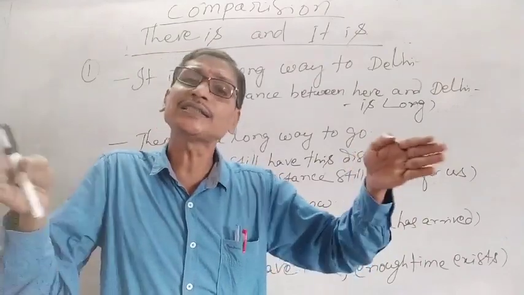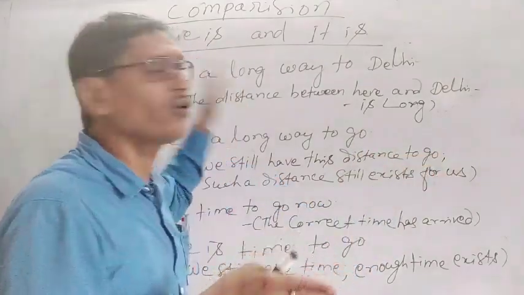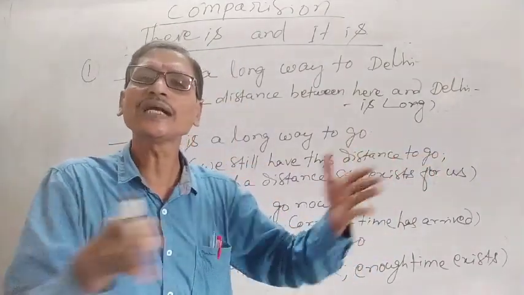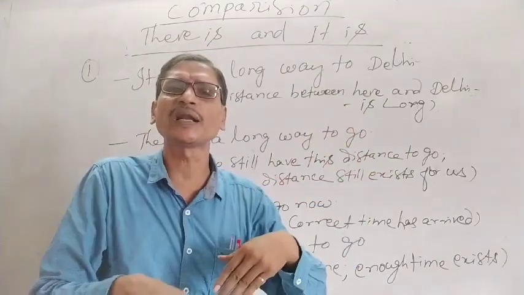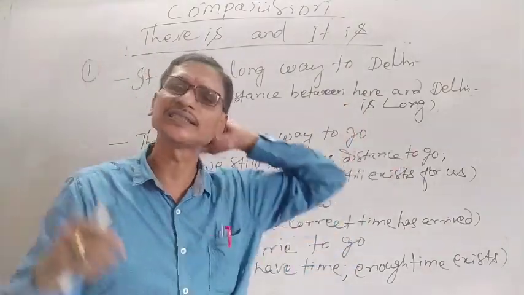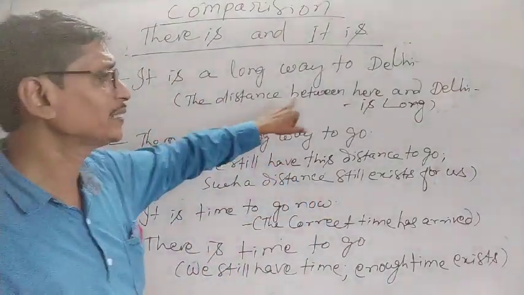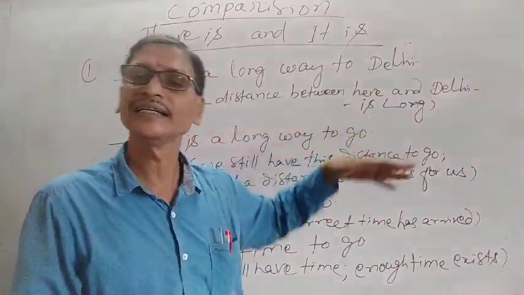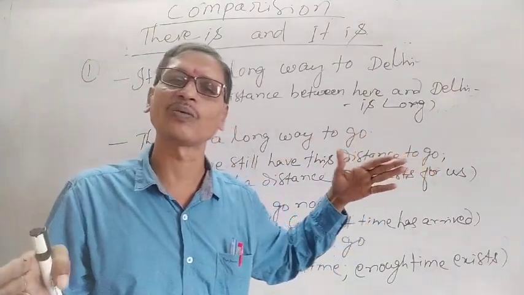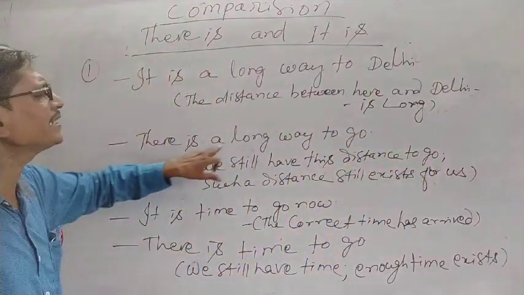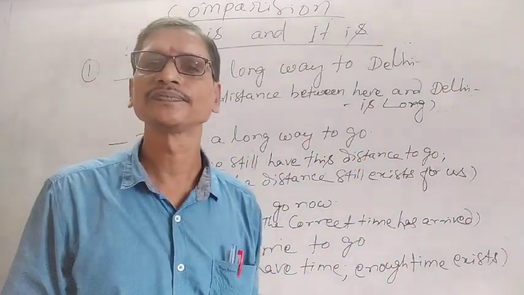We are talking about the distance. It is a long way to Delhi. We are talking about the distance between this place and Delhi, which is a long distance. So here, the distance between here and Delhi is long. Similarly, there is a long way to go.